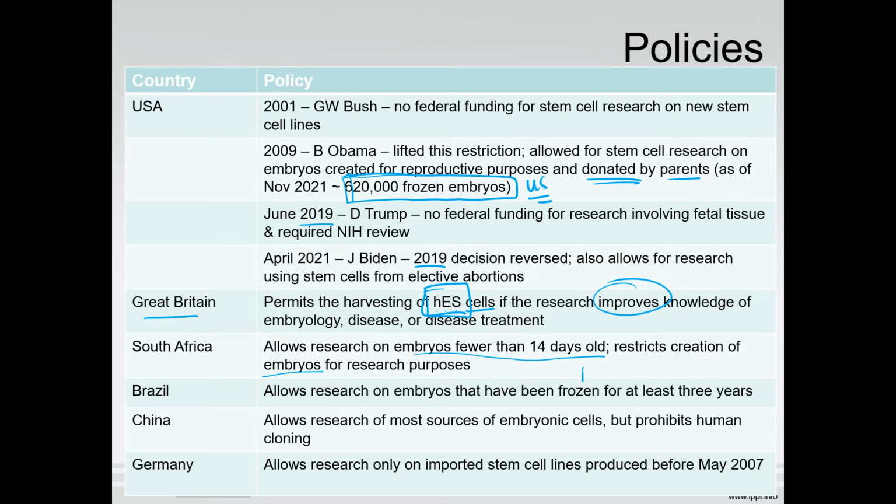In Brazil, if the embryo has been frozen for at least 3 years, you can use them in research. In China, they're pretty open, but there is no human cloning allowed, and we're going to talk about that on the next slide because, oh my gosh, crazy things happened in China. And then in Germany, we can only use imported stem cells. Apparently, German stem cells are not used in Germany, which is kind of weird. And they have to be pre-existing stem cell lines. They cannot be any that are harvested recently.